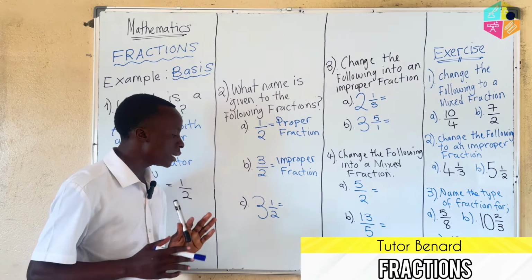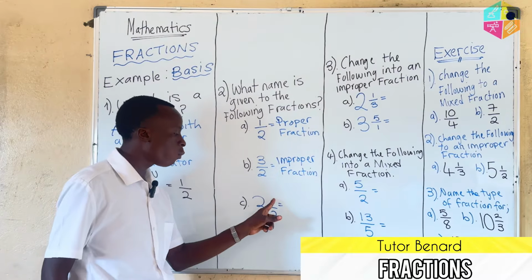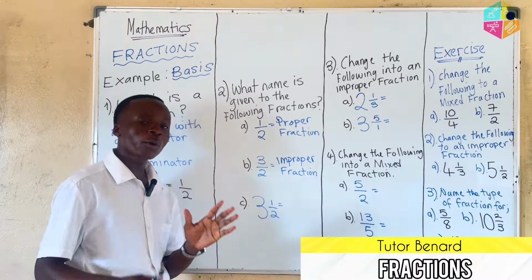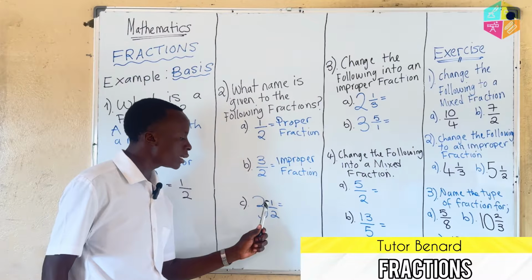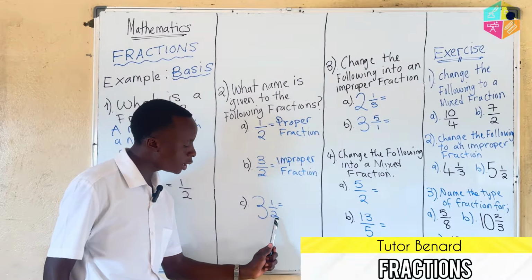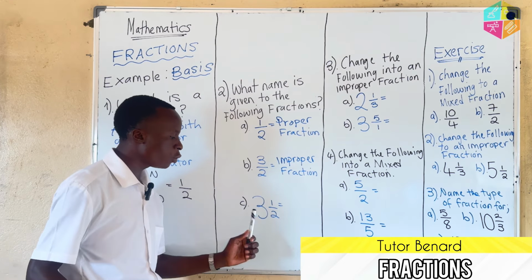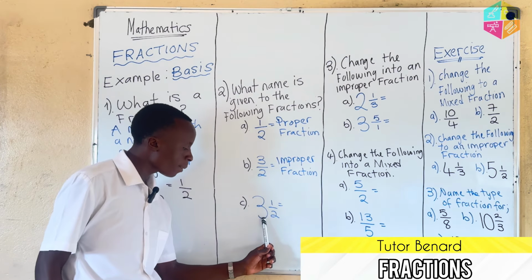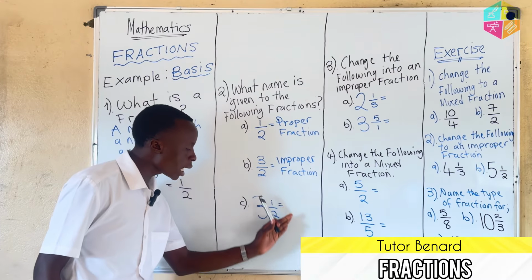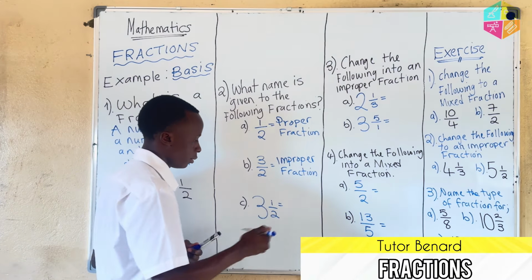And then question C there, we have been given 3 as a whole number, and then we have 1 over 2. Like we earlier stated, this number which is on top is known as the numerator, and this number which is down here is known as the denominator. So whenever you have such a question where you have three things, a whole number, a numerator, and a denominator, this type of fraction is what we call a mixed fraction.